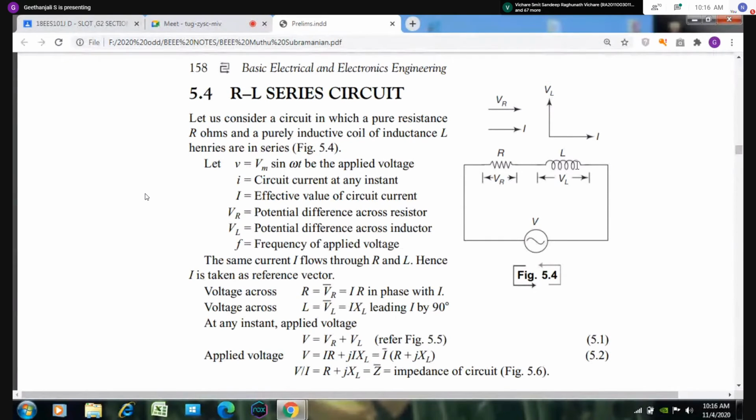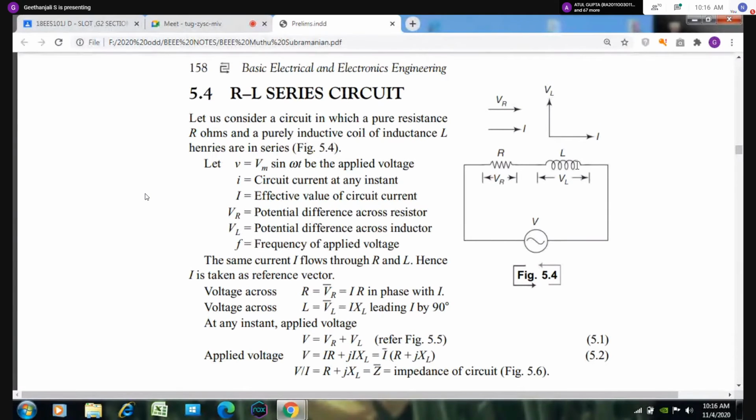So now we will discuss. Let us consider a circuit in which a pure resistor of R ohms and a purely inductive coil of inductance L henries are in series. The voltage V equal to Vm sin omega t is the applied voltage. The circuit current at any instant is given by i, where capital I is the effective value of the circuit current. VR is the potential difference across the resistor, VL is the potential difference across the inductor, and f is the frequency of the applied voltage, right? These are all the important terms related to the RL circuit.